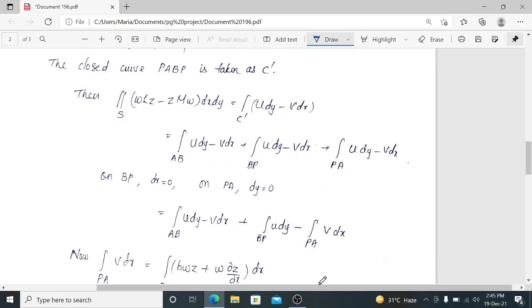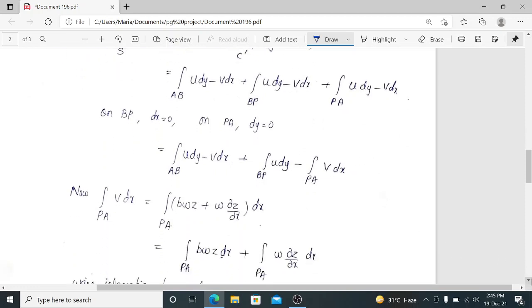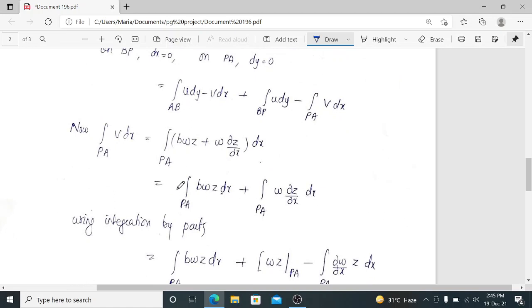And now we have the integral of u dy and the integral of v dx. Now we know the values of u and v. So the integral over PA v dx becomes, substituting the value of v, bwz plus w ∂z/∂x dx. Now this can be split into two integrals. So the integral along PA dwz dx, then the integral along PA w ∂z/∂x.